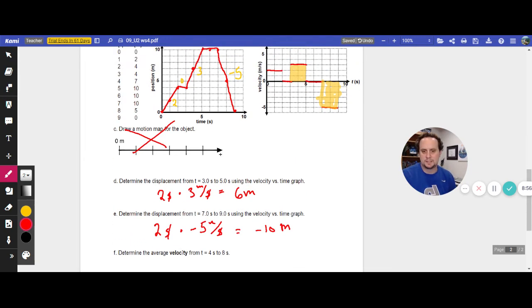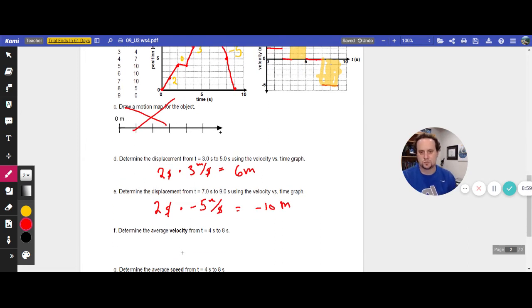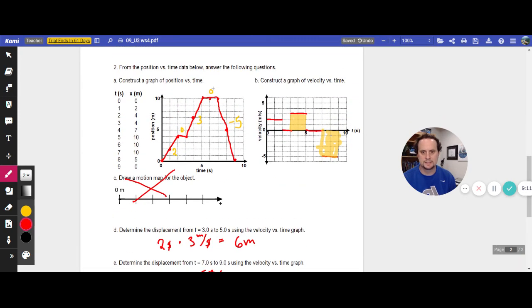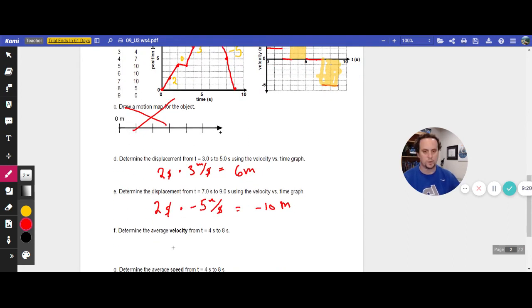Now determine the average velocity from 4 to 8. Average velocity, this is where we take the beginning point and the ending point. So 4 to 8. So at 4 seconds, it's at 7. All right, and then at 8 seconds, it's up here at 10, 9, 8. It's down at 5. So I have here 5 meters minus 8 meters. Is that right? 7 meters, excuse me.